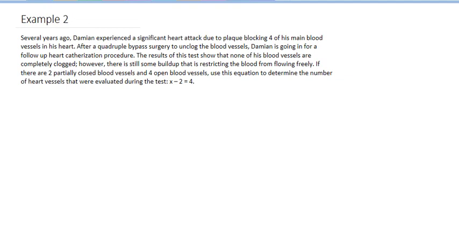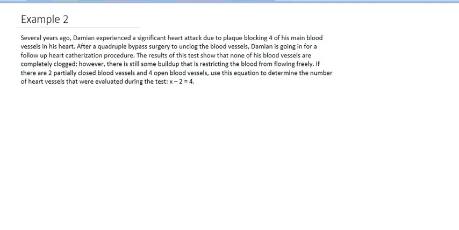Several years ago, Damien experienced a significant heart attack due to plaque blocking 4 of his main blood vessels. After a quadruple bypass surgery to unclog the blood vessels, Damien is going in for a heart catheterization procedure. The results of this test show that none of his blood vessels are completely clogged. However, there is still some buildup that is restricting the blood from flowing freely.